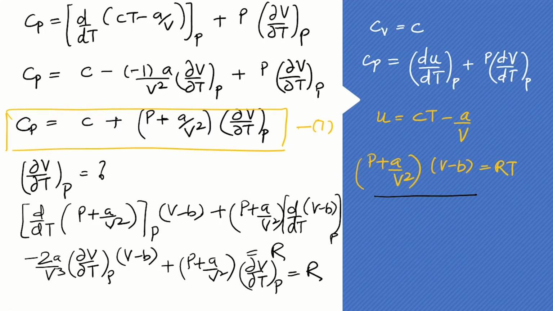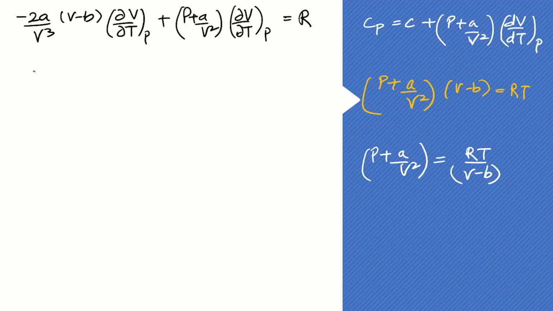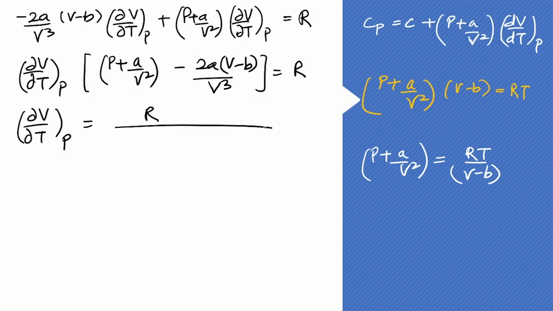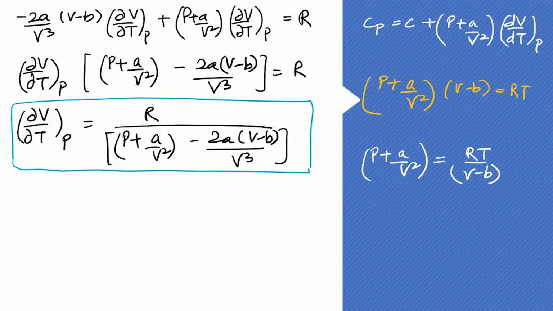So let's move to the next page. So this is the expression. So let's take del V by del T at constant pressure common. So this is P plus A over V square, and this is minus 2A (V minus B) over V cube, and this is R. So let's take this whole bracket on the other side. So this is P plus A over V square minus 2A (V minus B) over V cube. So this is the expression. Now we will put this expression of del V by del T at constant pressure in this Cp expression.